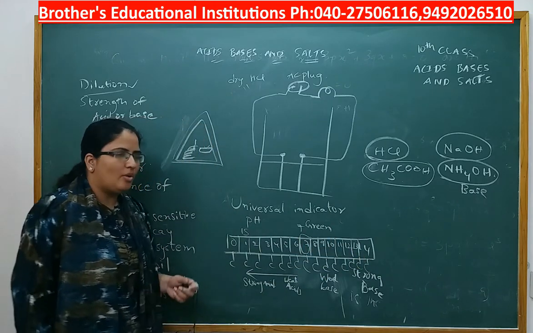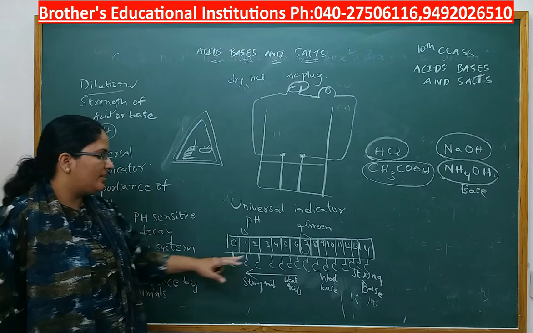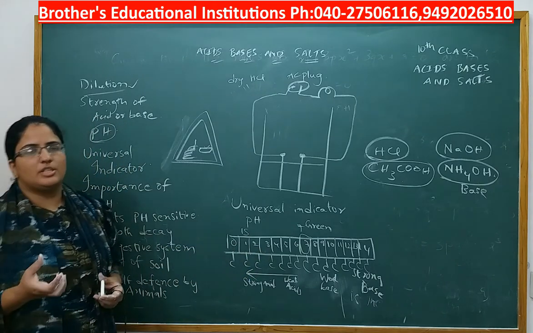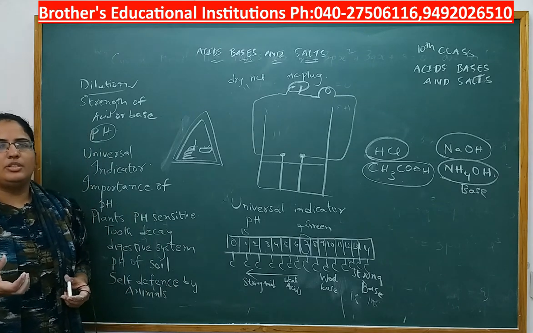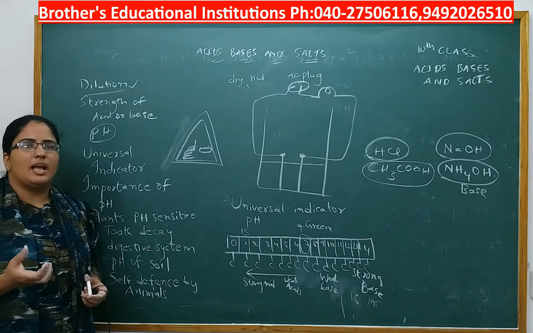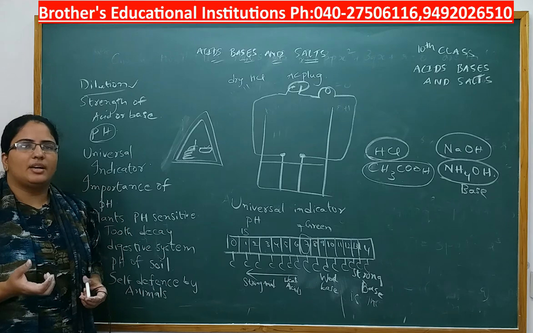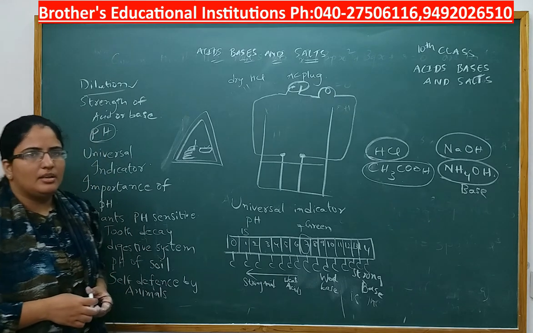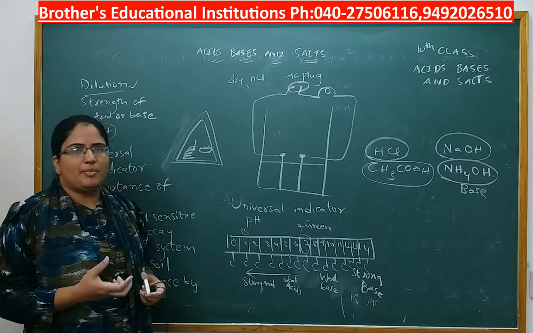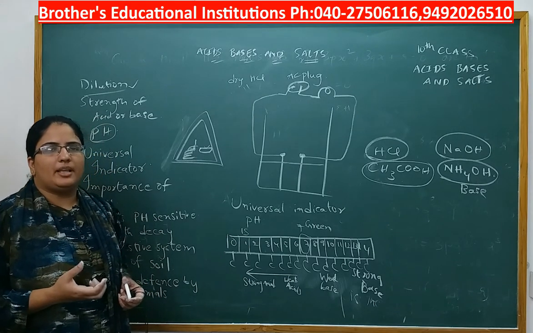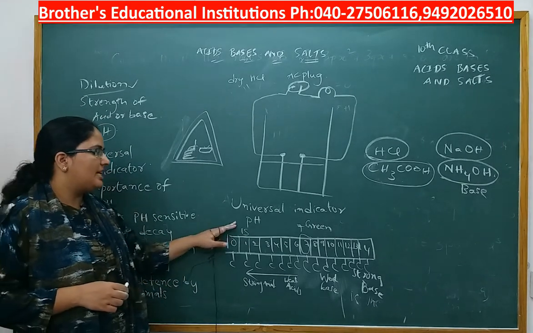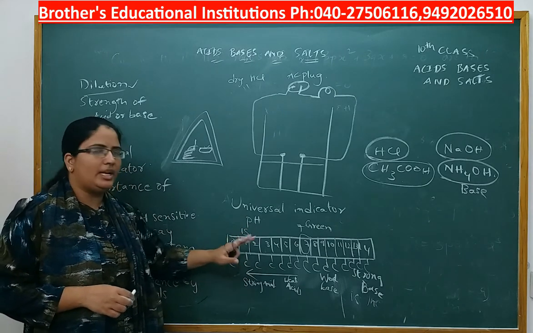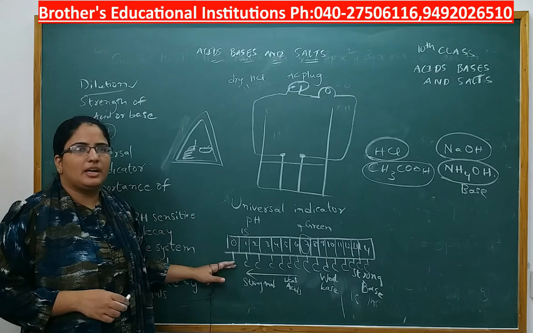Whatever color you get, try to match the color with the number. Seeing that number, you can tell the nature of the solution that you have taken. Either it will be acidic, or basic, or neutral. It depends upon the material you are taking. So, that is about pH. pH means power of hydrogen. It is a scale having values from 0 to 14, for which you have different colors.